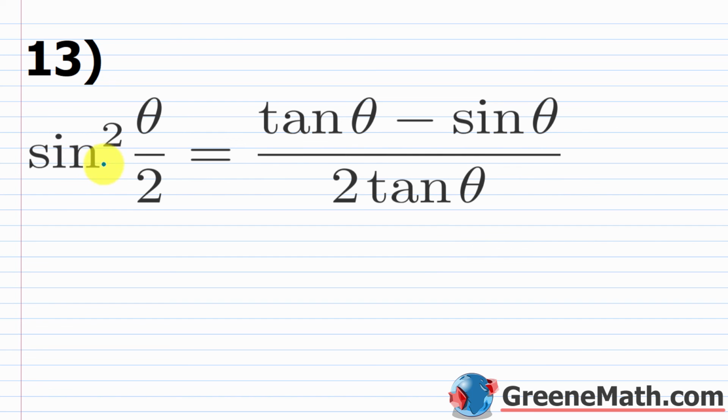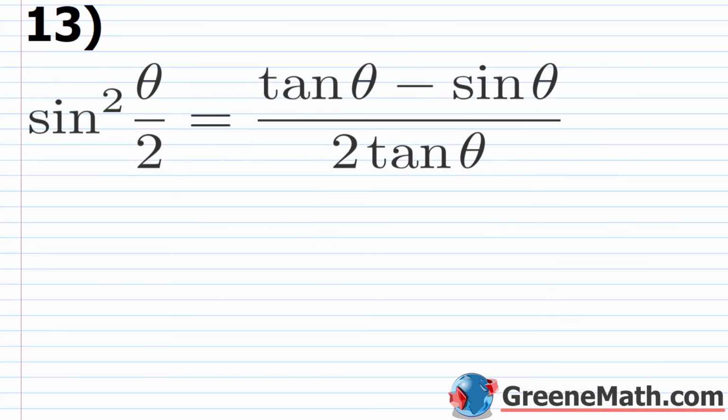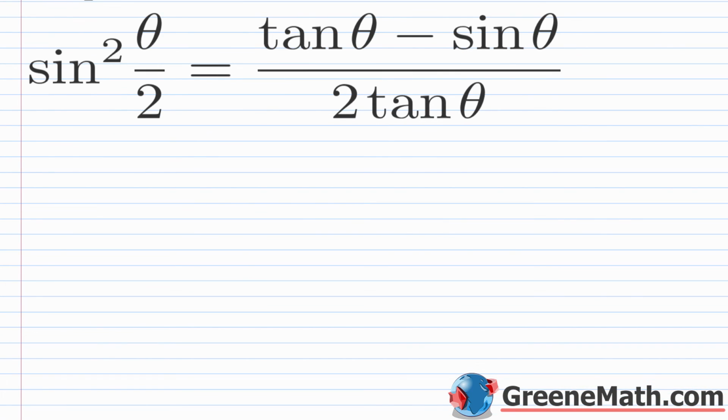Okay, let's take a look at problem 13. So here we have sine squared theta over 2 is equal to tangent of theta minus sine of theta over 2 times the tangent of theta. So again, lots of different ways to work this. I'm going to consider this left side more simple, and so what I'm going to do is work on this right side here. To do this, I'm going to multiply the numerator and denominator by the cotangent of theta.